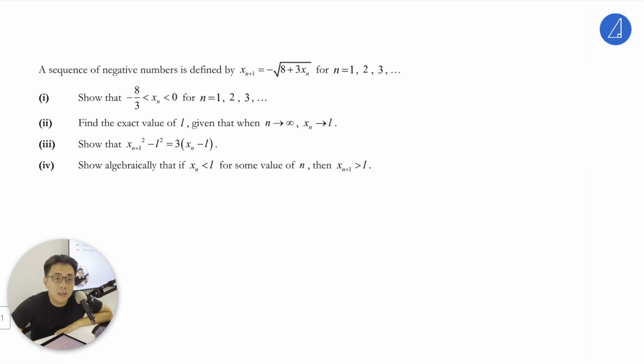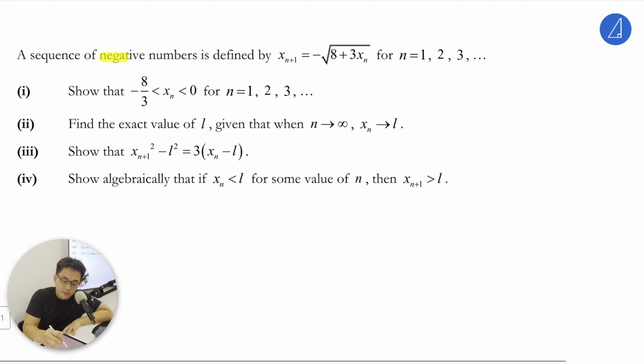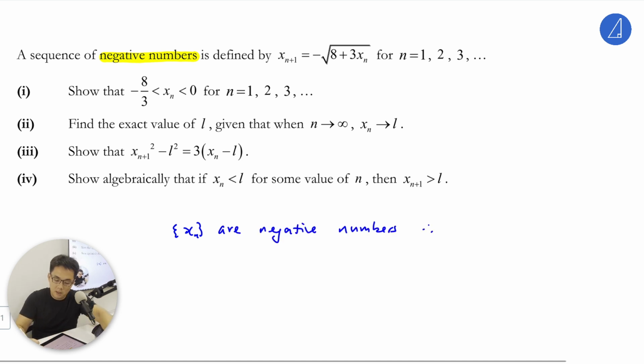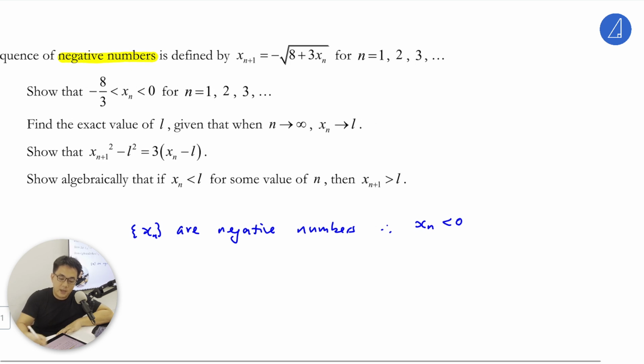You are told that this is a sequence of negative numbers. Negative numbers, huh? Okay, firstly, since xn, all these are negative numbers. Xn has to be less than 0. This is the first one. Xn has to be less than 0.